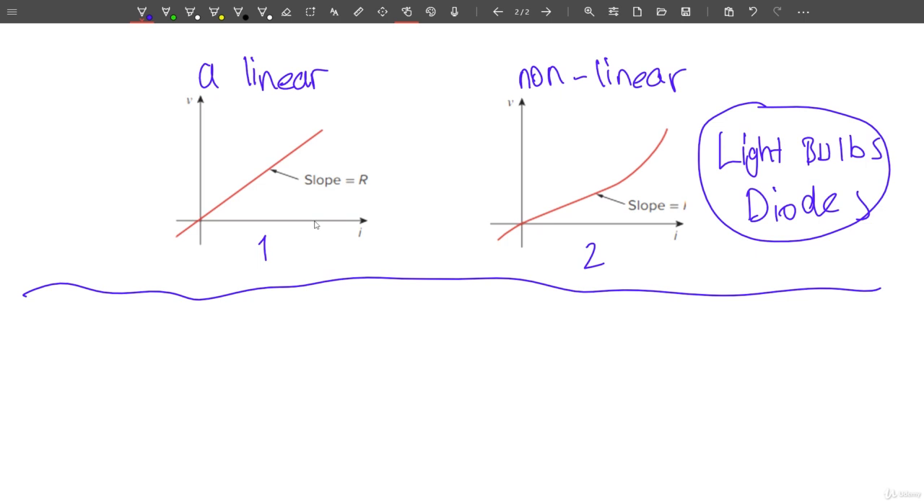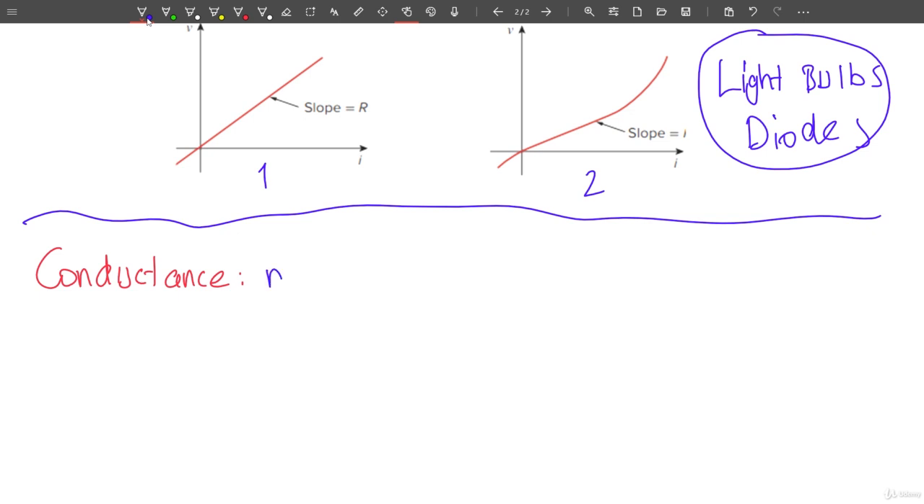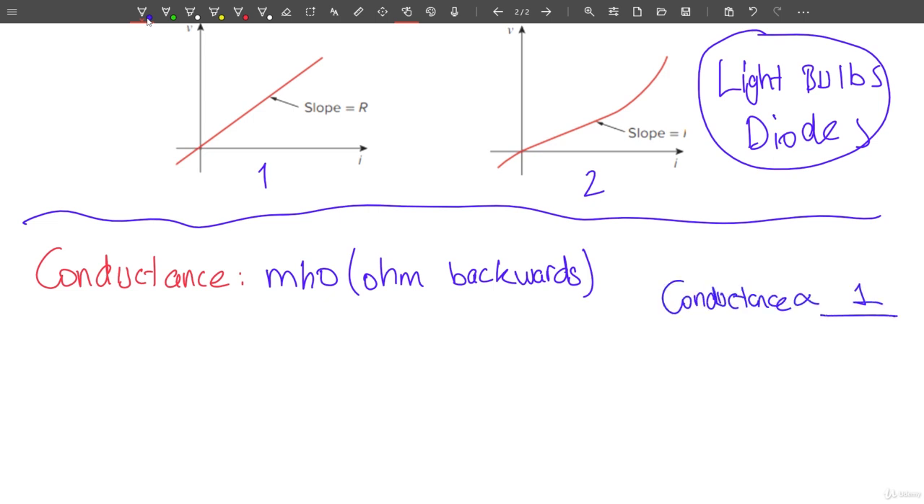Now I'm gonna show you another useful quantity in circuit analysis, which is conductance. Let me write it in here. The conductance is a measure of how well an element will conduct electric current, and the unit is mho. Notice that this is ohm backwards. So remember that resistance was the ability to resist against the flow. However, conductance is measuring how well you are conducting the electric current. Therefore, it is safe to say conductance is the opposite of resistance.